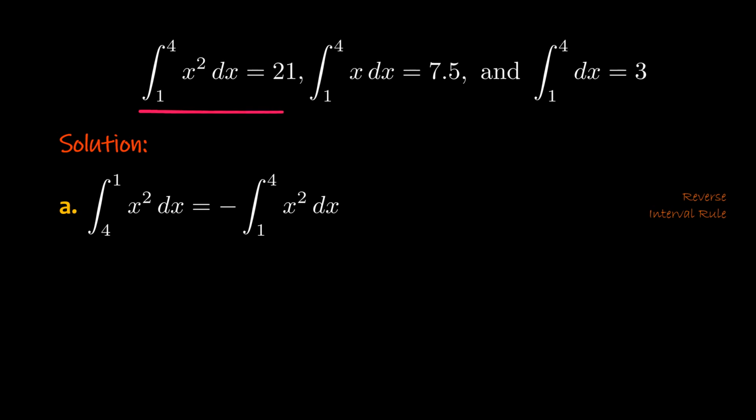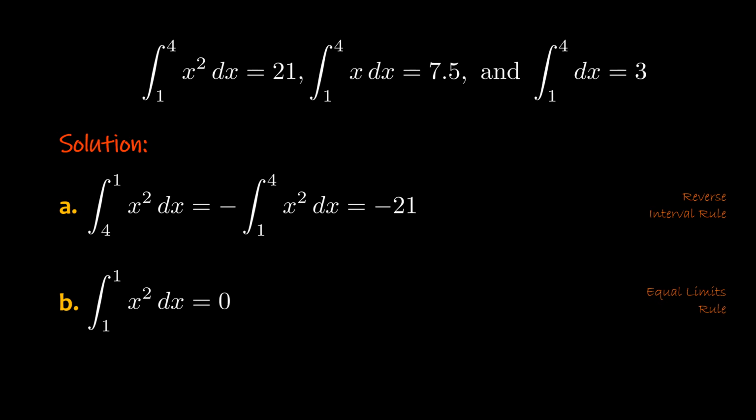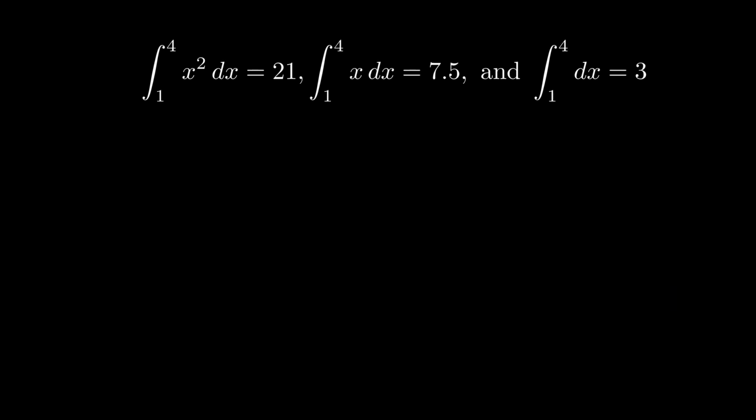Substitute the given definite integral. Therefore, the definite integral is equal to -21. B. The limits of integration are equal. Consequently, the definite integral is equal to 0. C.